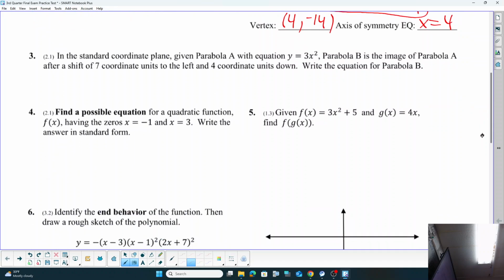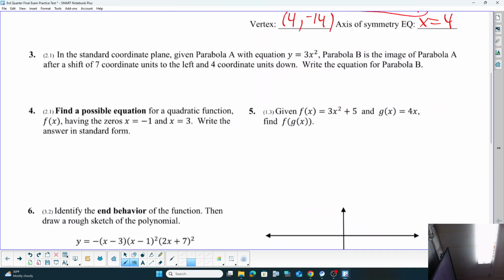Okay, so then we have a parabola with the equation y equals x squared. Parabola B is the image of A, shifted 7 units to the left and 4 units down. Write the equation for parabola B. Okay, so that's just shifting from our parent function. So shifting 7 units to the left, that should be plus 7, and 4 units down, I believe.